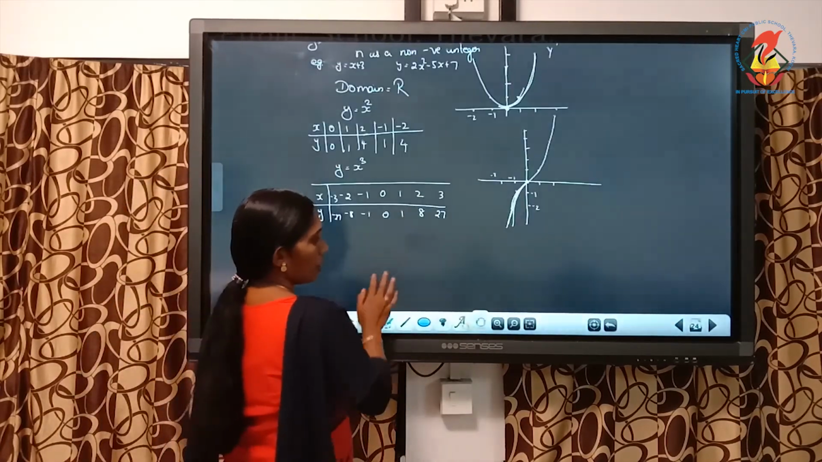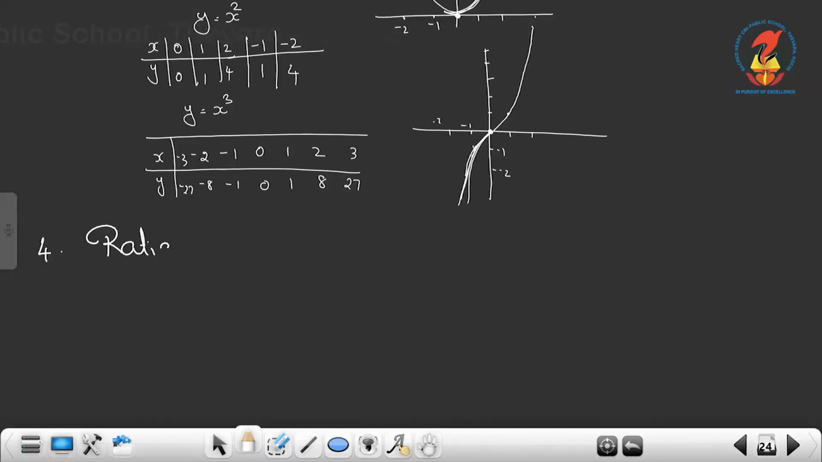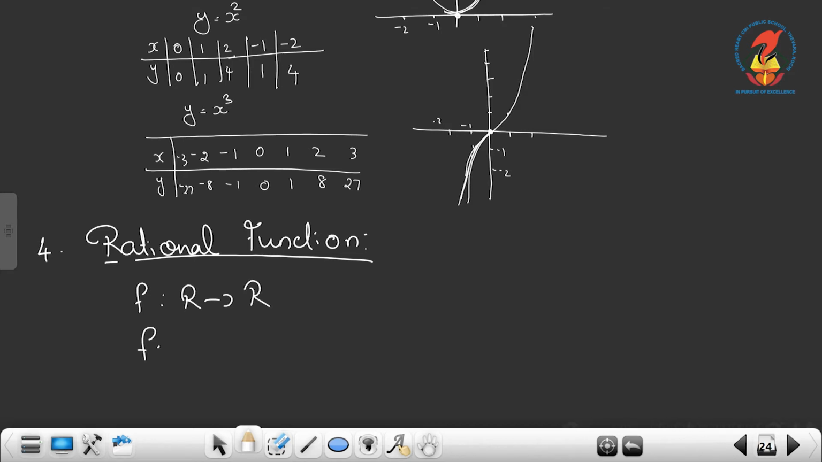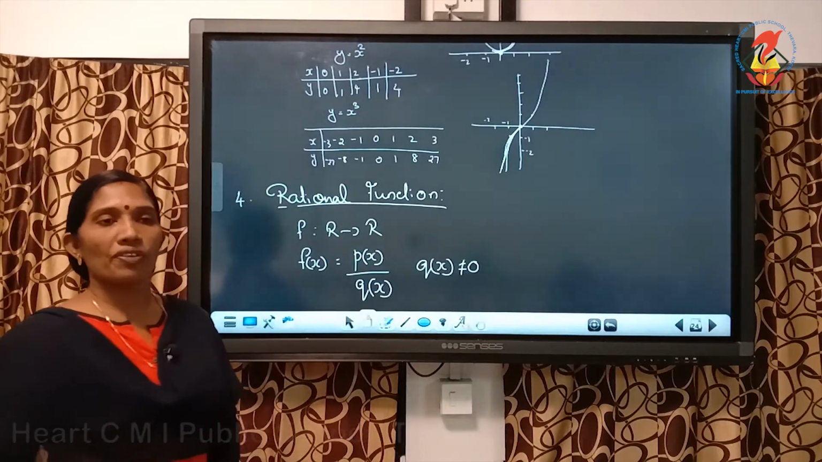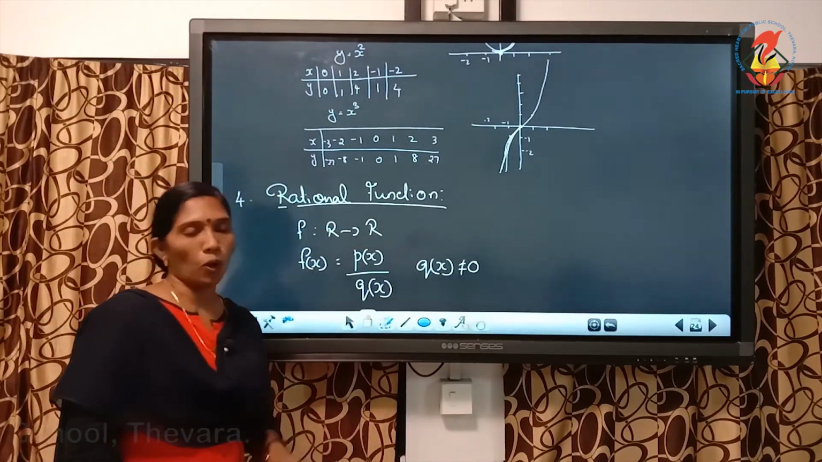Now the fourth one is the rational function. A rational function means a function f from R to R is said to be a rational function if f of x is equal to p of x by q of x, where the denominator cannot be 0, and p of x and q of x are polynomial functions. So a rational function means a polynomial by a polynomial.